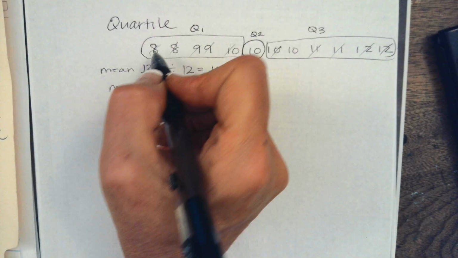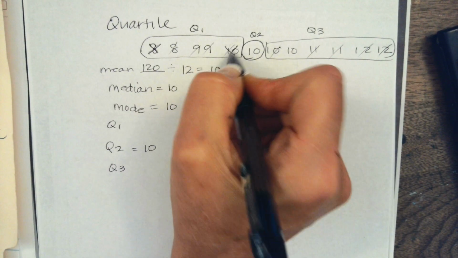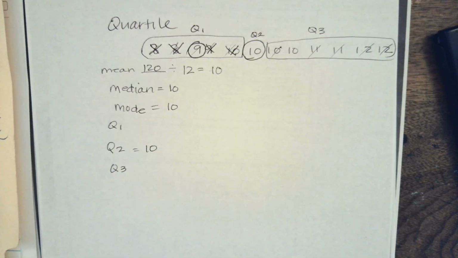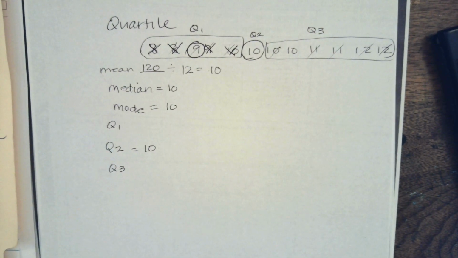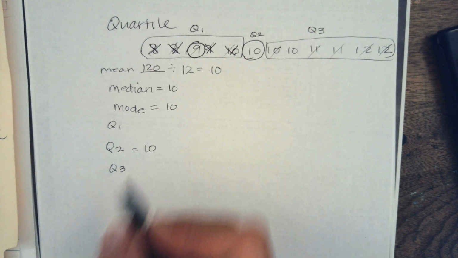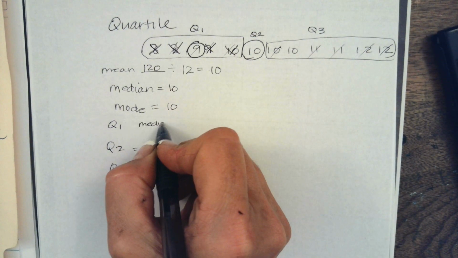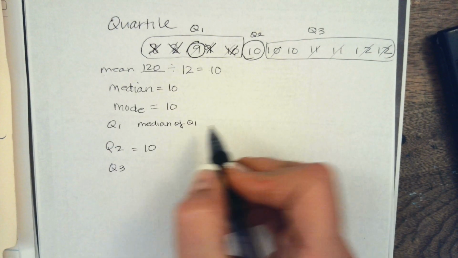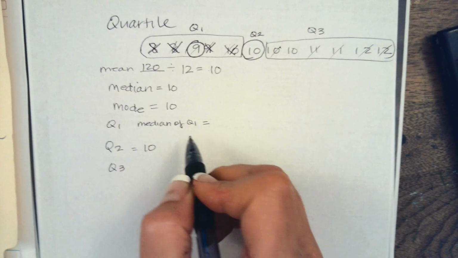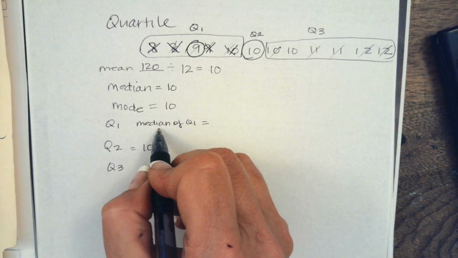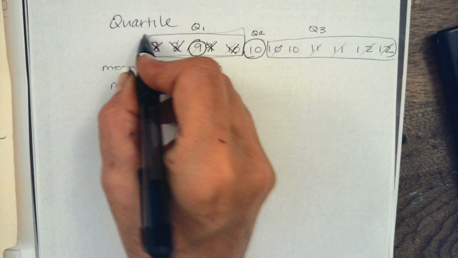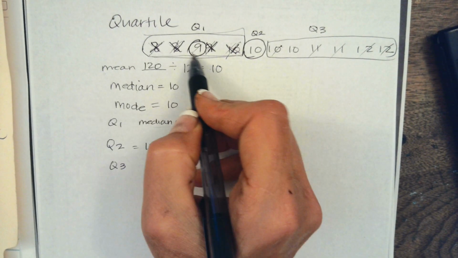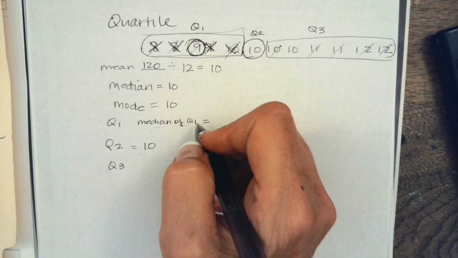Now I'm going to cross out the first one and the last one, the second one and the second to last one, and I'm going to circle my median of my Q1. So it's the median of Q1. The whole Q1 is what Q1 is. So to figure it out, you take the median of the whole first quartile and you cross out, cross out, cross out, cross out. The last one standing is your Q1.